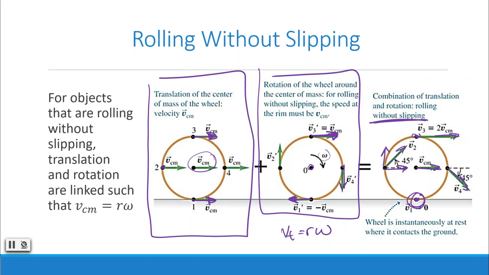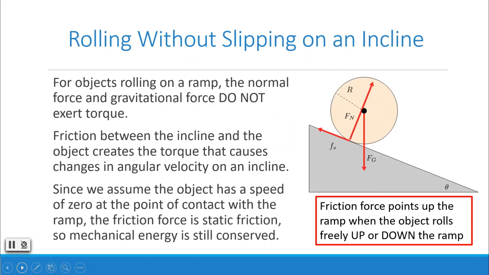When we look at rolling on an incline, which is going to be our most common case, you have 3 general forces. Your gravitational force acts at the center of mass. The normal force has its point of contact at the ground, and it still operates perpendicular to the surface. And then there is going to be a friction force. The friction force here is pointed up the ramp. What's kind of cool is the friction always points up the ramp, whether the object is moving up or down.